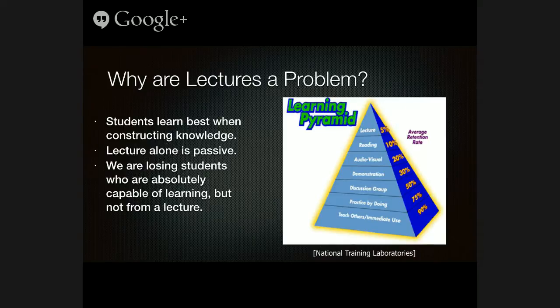But as an education system, we are absolutely losing students who are capable of learning, but not capable of learning from lecture, not capable of learning from this environment. And so the question is, how do we get more of these things, reading, audiovisual, demonstrations, discussion groups, practicing by doing, and peer learning, teaching each other, into the curriculum without being too disruptive to the status quo? So it's all about active learning and pushing in that direction.